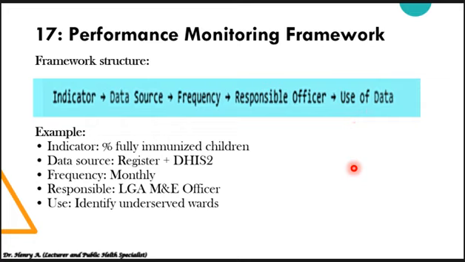So for example, when you say indicator, you say the percentage of fully immunized children. We want to say the percentage of fully immunized children. How do we get that data? We use registers or the district information system. We also have the frequency. What is the rate at which this data will be received? Monthly. And then look at who will be responsible in terms of payments, sponsoring, the LG, and the monitoring and evaluation officer. And how will they use this information?